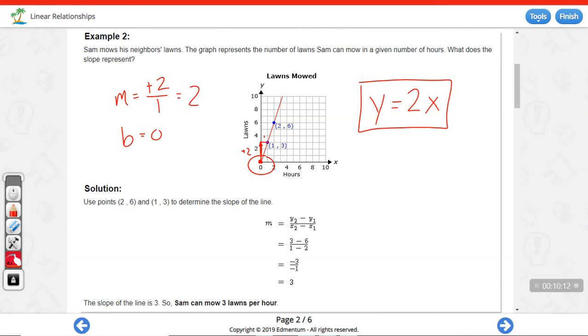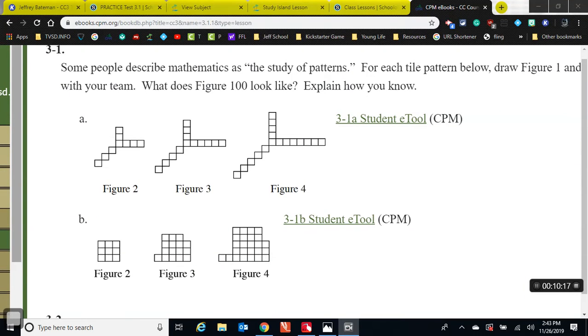All right, let's take a look at one more example. We'll go to a tile pattern for our last example. All right, let's take a look at this example here, 3-1A, this tile pattern. First off, I'm going to just check to see how it's increasing from one figure to the next here.